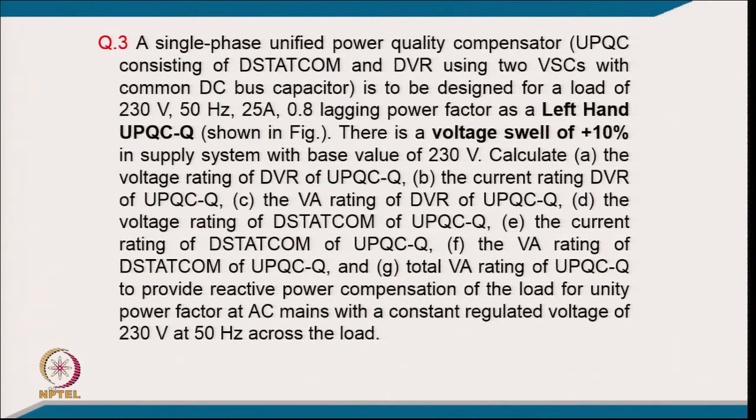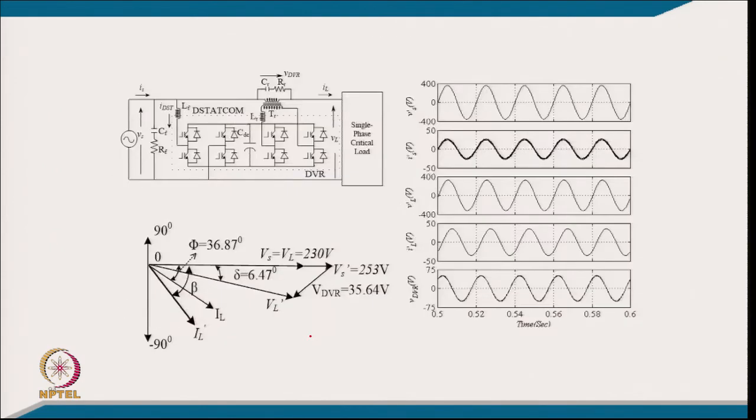So, coming to numerical example 3: a single-phase UPQC consisting of a D-STATCOM and DVR using 2 VSCs with a common DC link capacitor is to be designed for a load of 230 volt, 50 hertz, 25 ampere, 0.8 lagging power factor, at the left-hand UPQC, and there is a voltage swell of 10% in the supply. Calculate the voltage rating, current rating and VA rating of the DVR of the UPQC, then the current rating, voltage rating and VA rating of the D-STATCOM, and the total VA rating of the UPQC to provide reactive power compensation of the load and unity power factor.